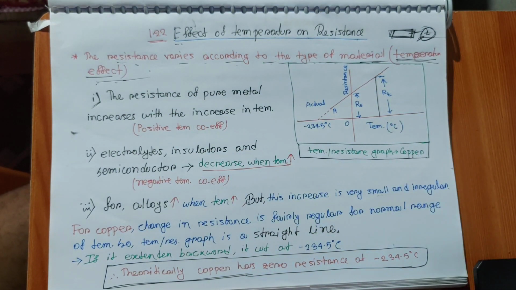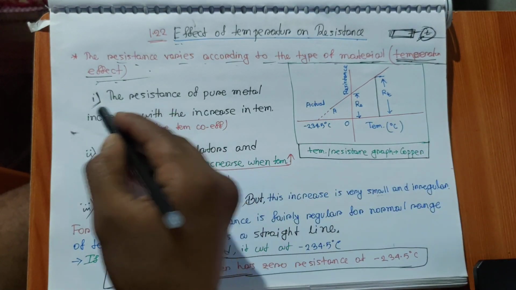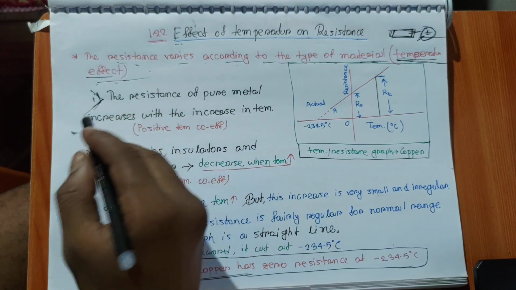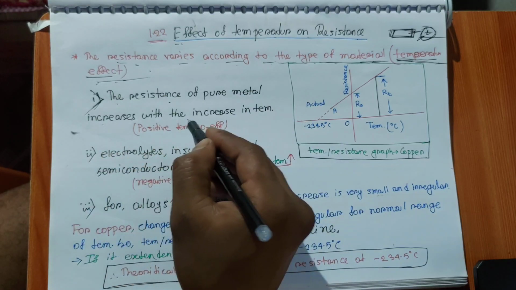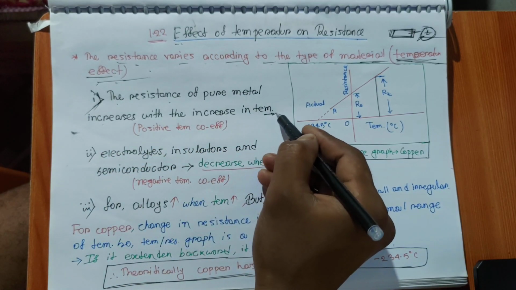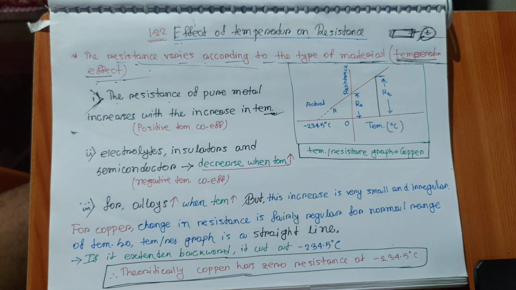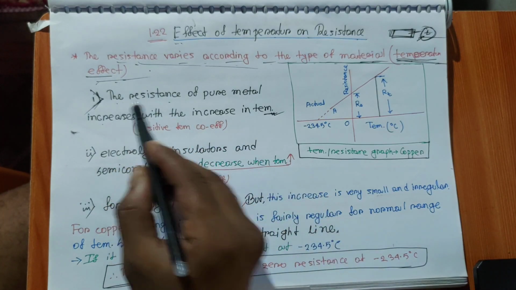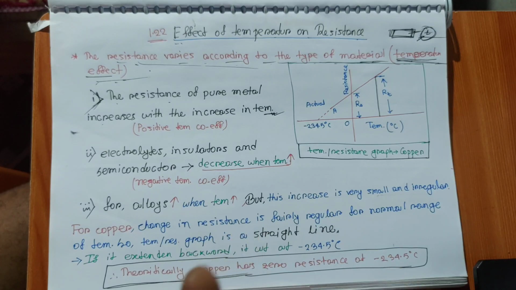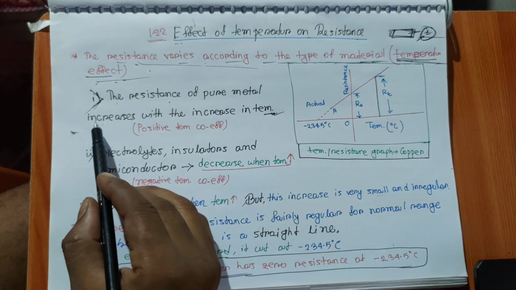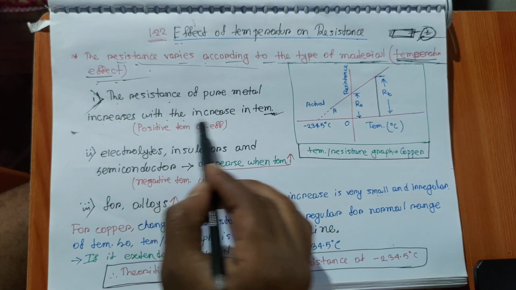And depending on the type, the temperature effect also varies. So, point number 1: the resistance of pure metal increases with the increase in temperature. Here these three points will be made clear for you. The resistance of pure metal, when the substance is a pure metal, increases with the increase in temperature.